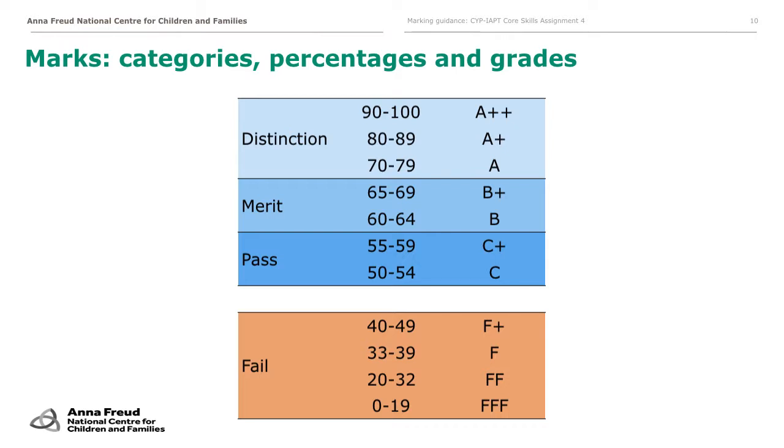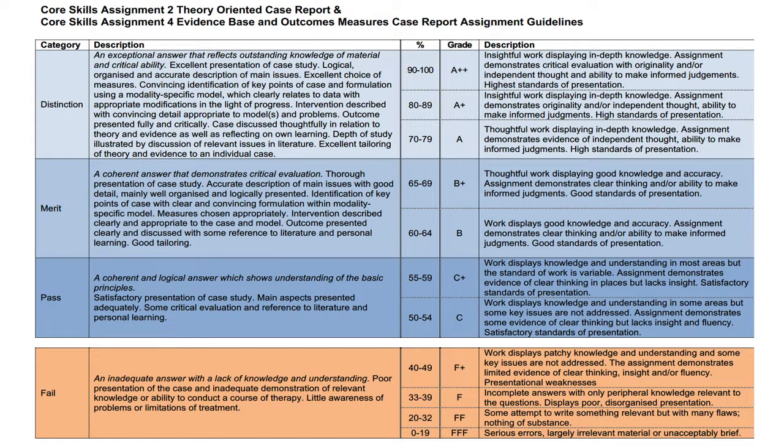So now moving on to the marking in general, we have categories, percentages, and grades. And this chart just very neatly shows all of those next to each other. And here is the same chart with a bit more detail specific to the case reports. You should have a copy of this sent to you when you're sent the scripts for marking. And we've tried hard here to be very clear about what sort of quality of assignment falls into the different marks.